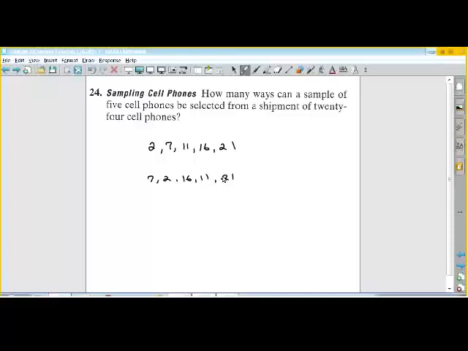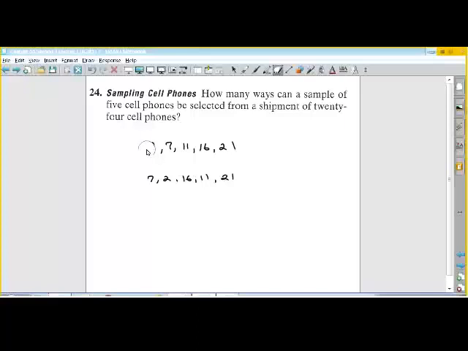They are still part of the sample. The first cell phone that I picked doesn't have any priority over the second phone that I select. So in that case, order is not important, and therefore I use combinations instead of permutations.